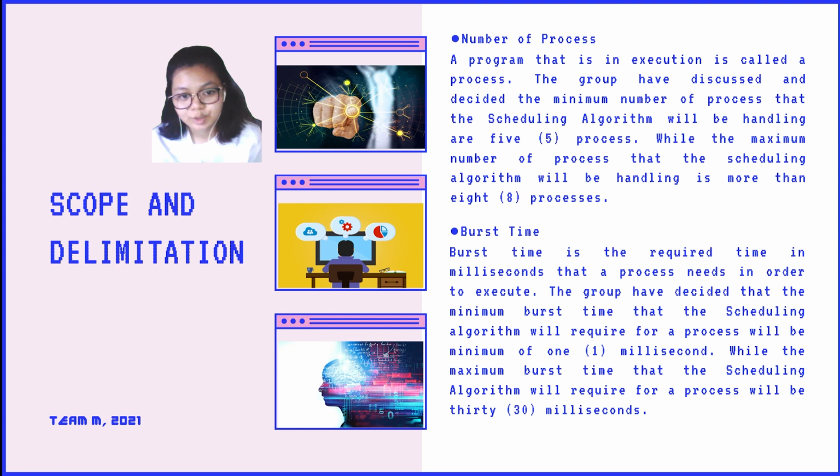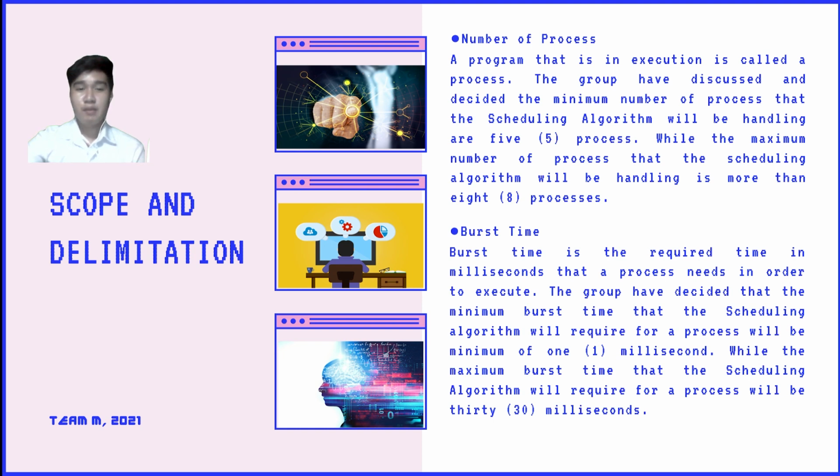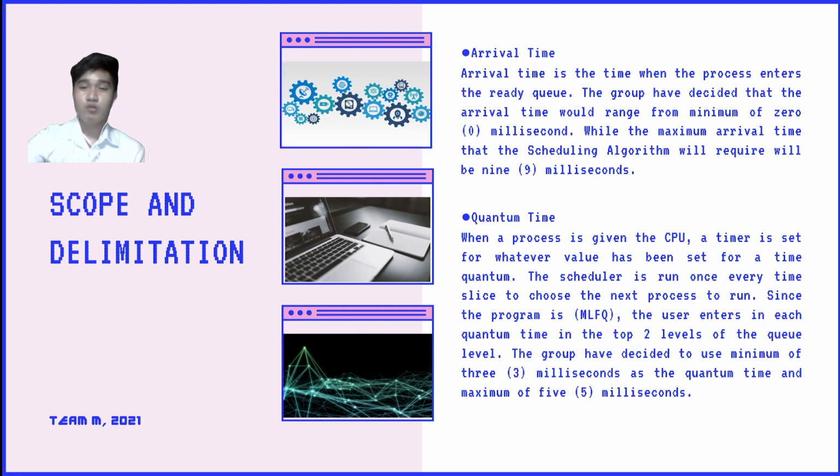For the number of processes, the group has discussed and decided that the minimum number of processes the scheduling algorithm will handle is 5 processes, while the maximum is 8 processes. For the burst time, the group has decided that the minimum burst time for a process will be 1 millisecond, while the maximum is 30 milliseconds. For the arrival time, the arrival time would range from a minimum of 0 milliseconds to a maximum of 9 milliseconds.